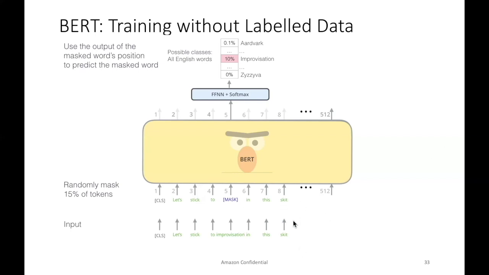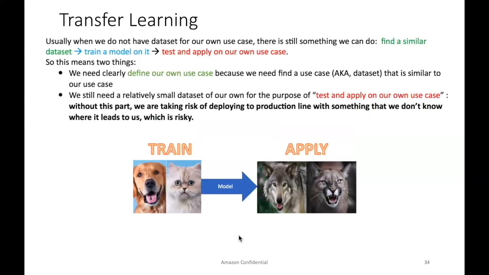So how do we use BERT? Let's look into that. We use BERT in something called a transfer learning setup. In a transfer learning setup, we find a model which has been trained on large corpora, and we then apply it on our smaller data set to get good performance. For example, in transfer learning, we find a similar data set, train a model on it, test it, and apply it on our use case.